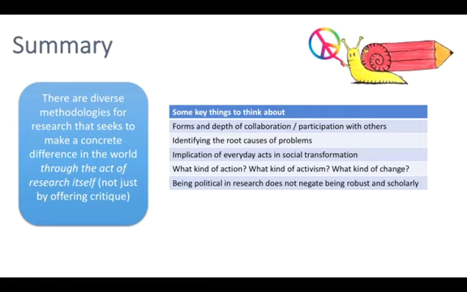So, in summary, there are lots of different ways to make a concrete difference to the world through the act of research itself, rather than just through findings that then have an implication for a change. And things to think about if you're thinking about designing activist or change-based research is what kinds of collaboration or participation with others will be involved. In what ways might your research identify the root causes of a problem and not just a sticking plaster over the top? What are the implications of everyday acts in wider social transformations or transformations in workplaces?